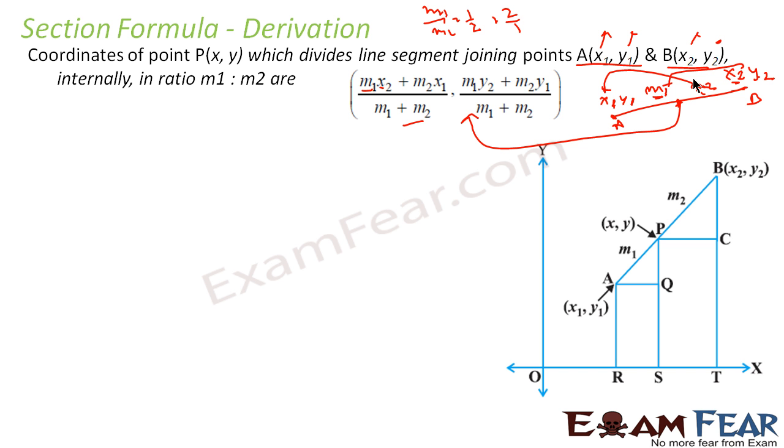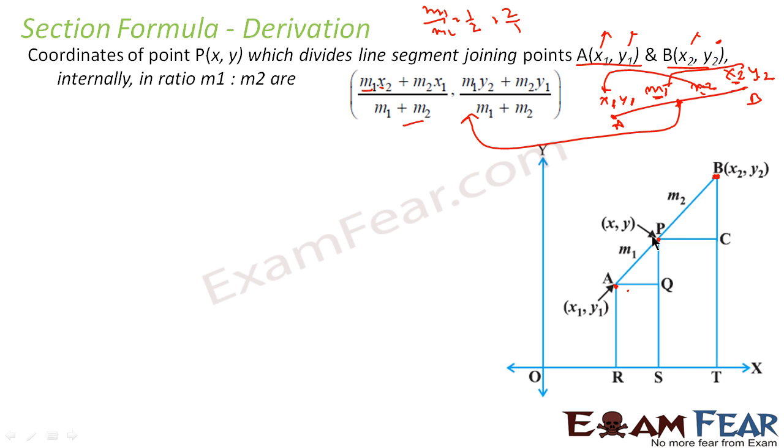To prove this, we'll have to draw a graph like this. This is point A and this is point B, and this is the point which divides AB in the ratio m1 is to m2. So let's draw this triangle. We'll try to prove that the triangles are similar. If the triangles are similar, we can compare the ratios of the sides, and then we can find the values of x and y.